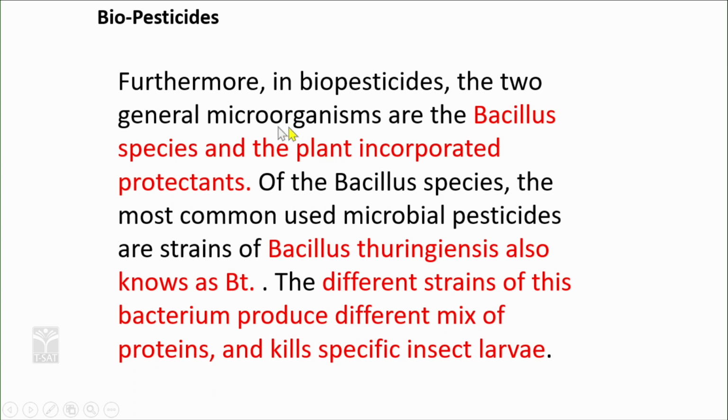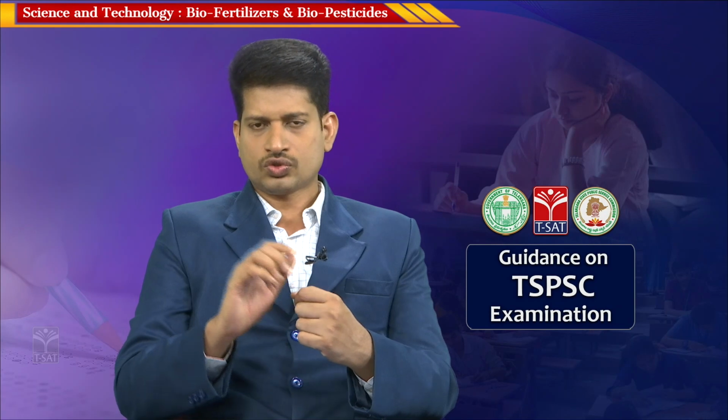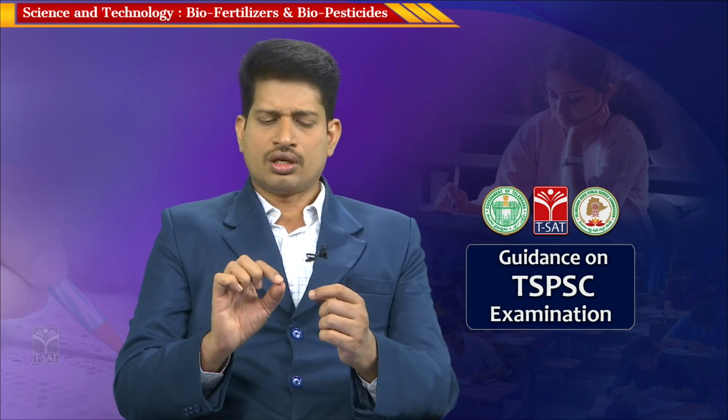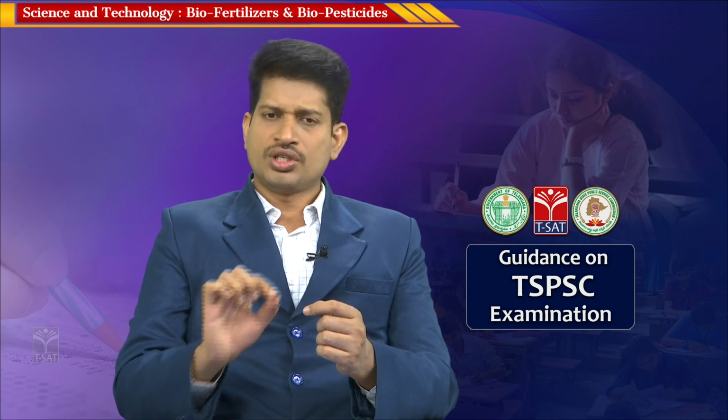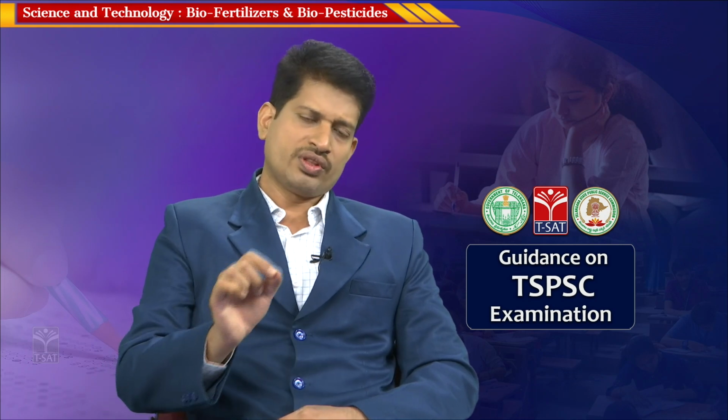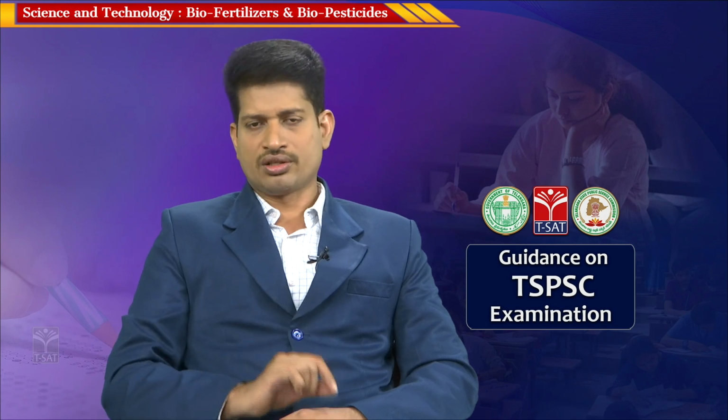The classic example of a biopesticide is Bacillus thuringiensis bacteria. As you know, the classic example is BT cotton. Bacillus thuringiensis has a gene which can cause a disease to bollworm. Bollworm is a pest to the cotton plant. So, with genetic engineering and recombinant DNA technology, the gene in Bacillus thuringiensis which is causing disease to bollworm is being incorporated into the BT cotton plant with the help of transgenic technology.